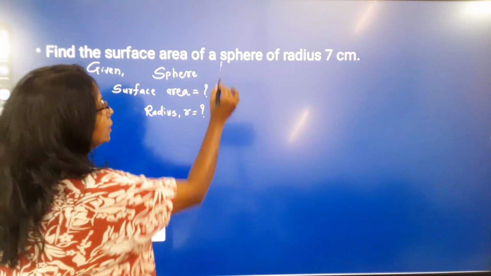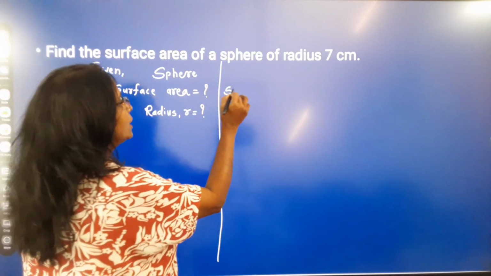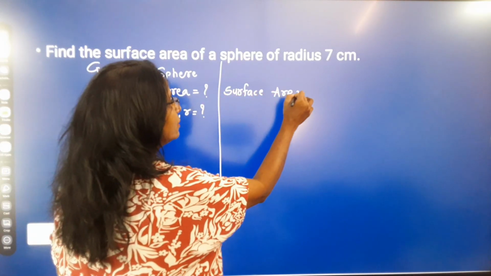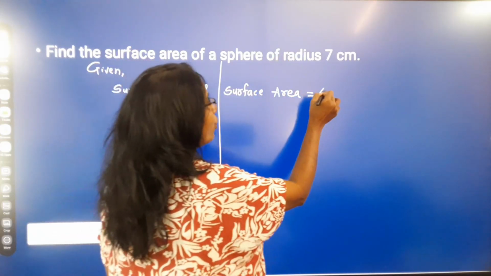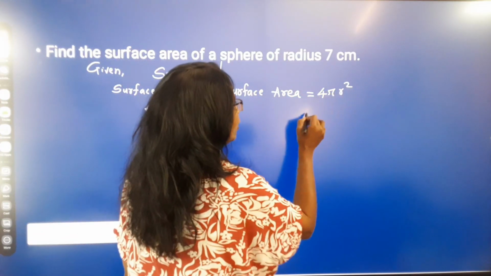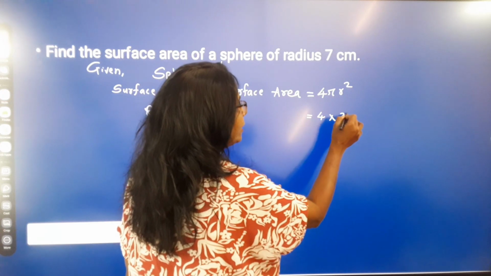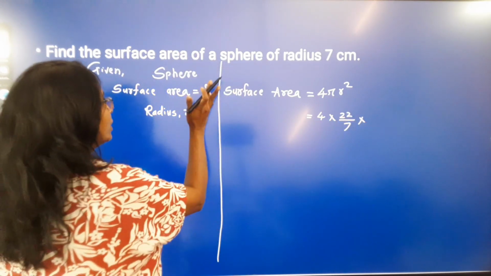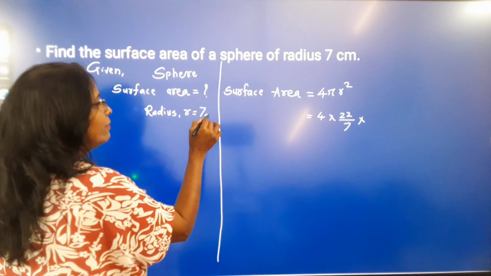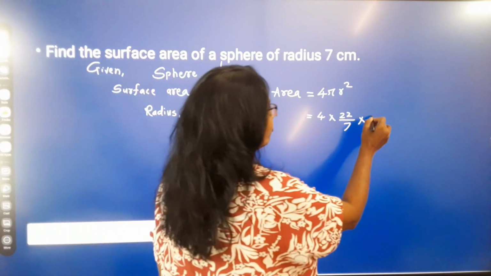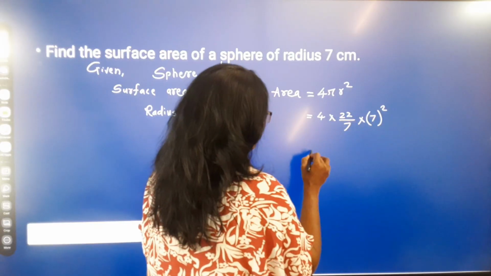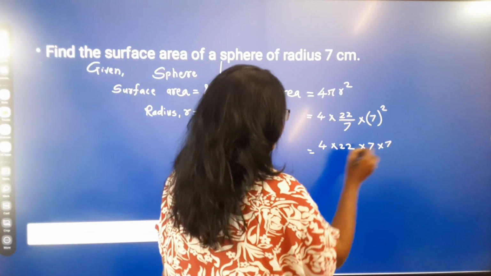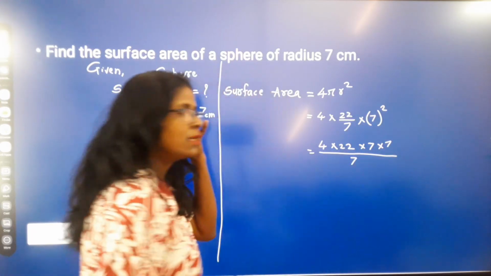Now the formula. Surface area of a sphere is equal to 4 pi r square. So 4 multiply 22 upon 7 and r square, where r is given as 7 centimeter, so we write square of 7. So 4 multiply 22 multiply 7 divided by 7.